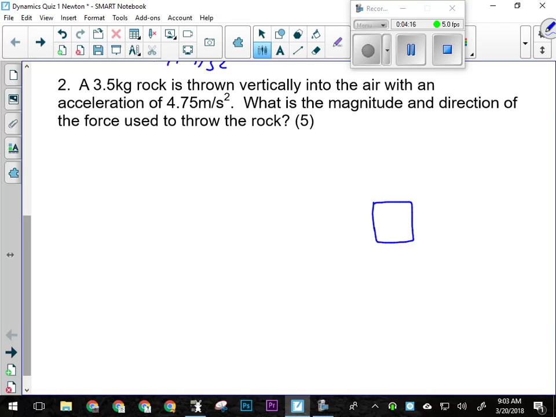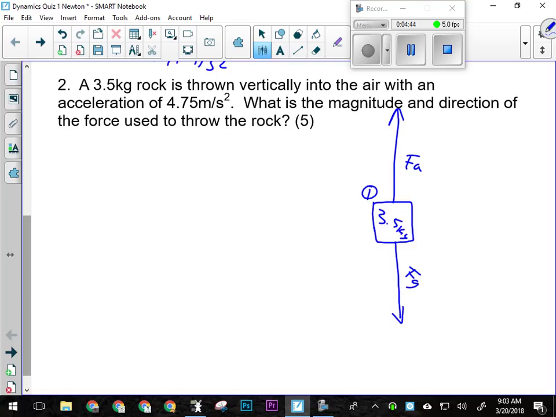So here's what I've got. I have a 3.5 kilogram rock that is being thrown upwards with some unknown applied force. It is being pulled downwards by the force of gravity, which I should draw as smaller, because it is smaller. Give them a mark for their givens. That's their givens. Free body diagram.